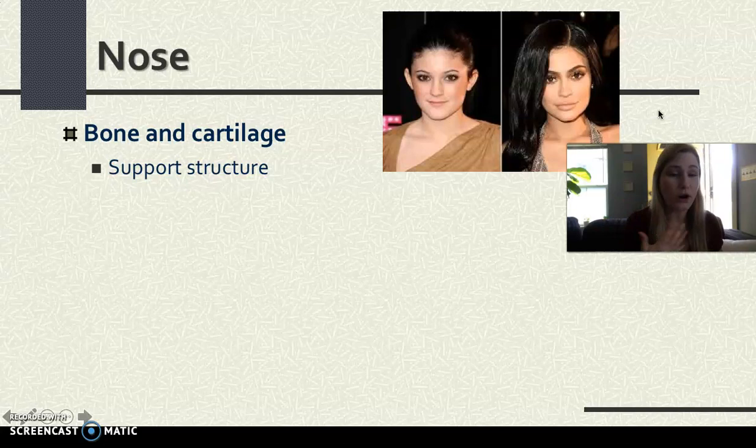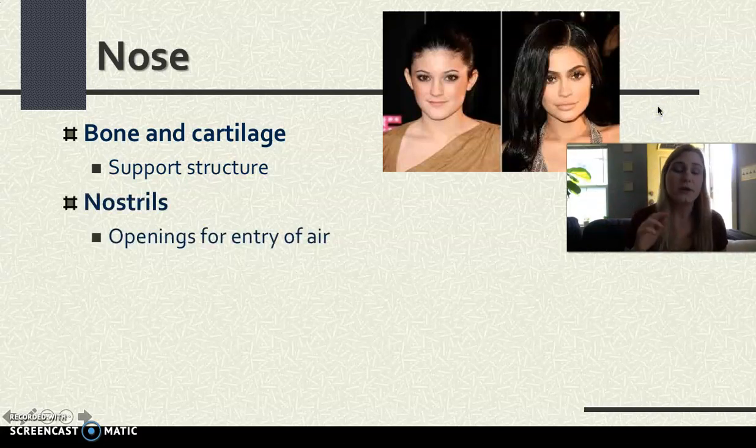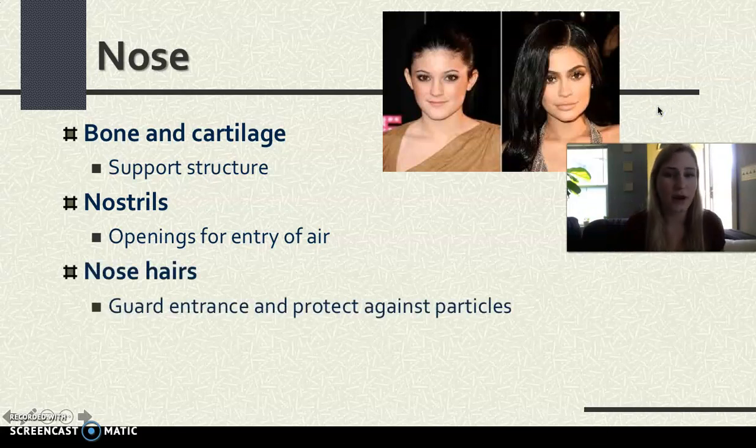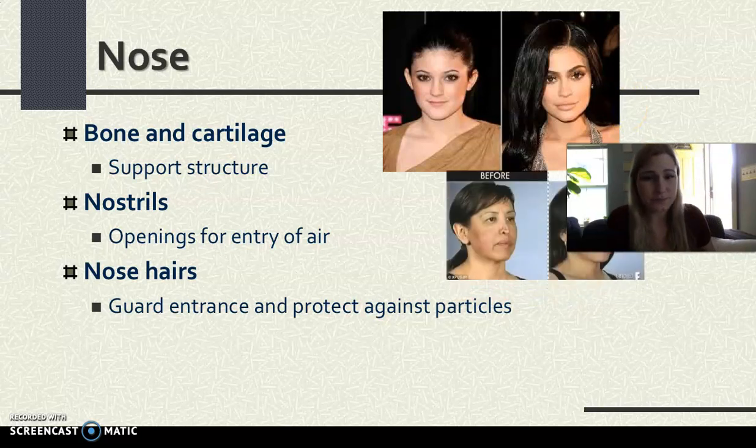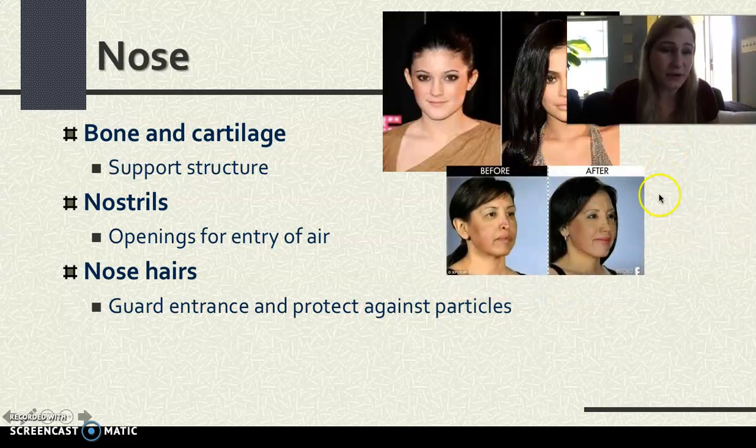So we have bone and cartilage that goes into your nose, and this is what helps support the structure. Now, the nostrils, openings, entry for air, please don't stick anything up there. And your nose hairs are going to contribute to that filtering mechanism that we talked about earlier. It's going to help protect you from getting any really large particles down into your airway. The sooner we can filter that out, the better it's going to be for you. Humans are in a lot of nasty environments, and anything we can do to filter and clean the air before it goes into your lungs, the better we're going to be. We've seen lots of different nose constructions.